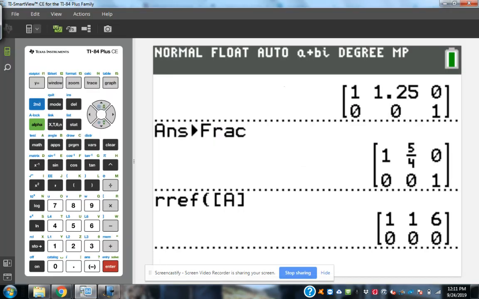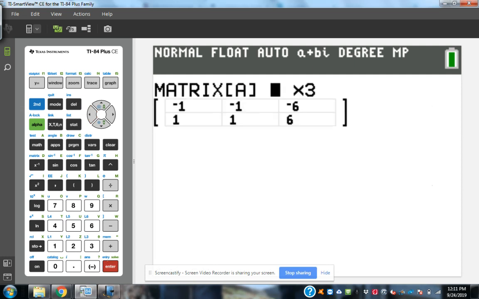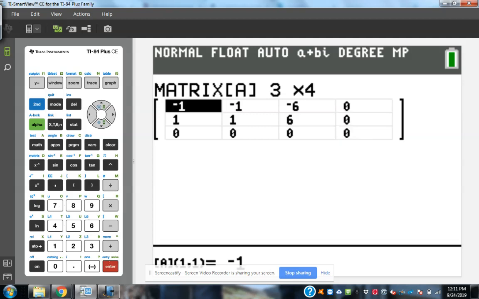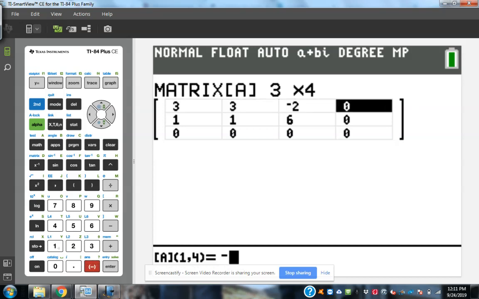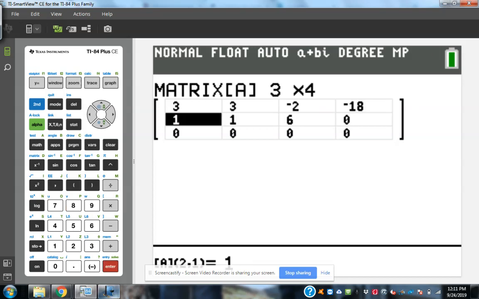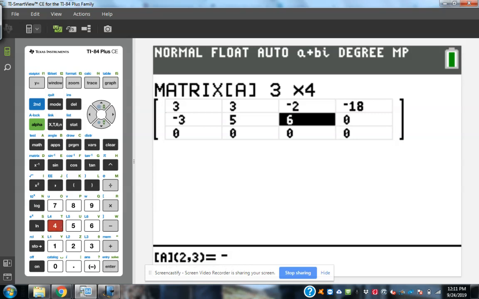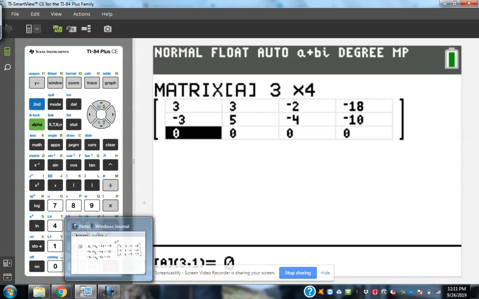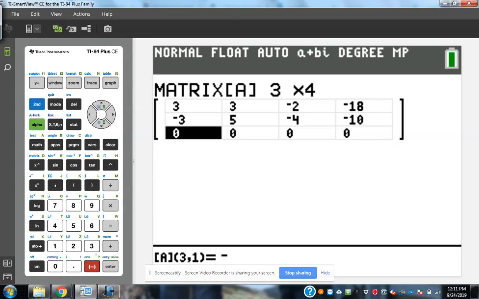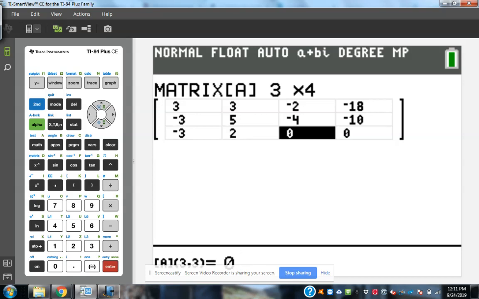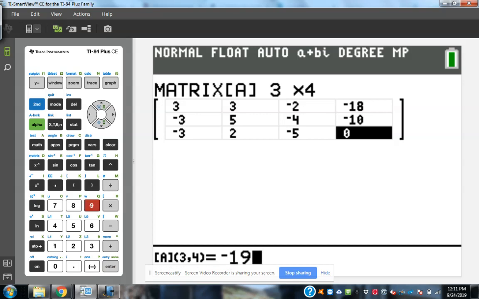So second matrix, go over to edit, and I'm not using matrix A anymore. I'm using a different one. I'm just using matrix A and changing the size to a 3 by 4. And then putting in my numbers. 3, 3, negative 2, and then negative 18. All right. And then the second row's negative 3, 5, negative 4, negative 10. And then the third row is negative 3, 2, negative 5, and negative 19.